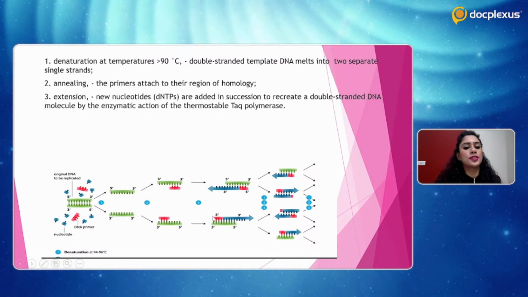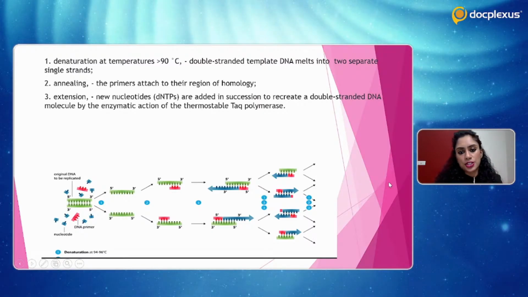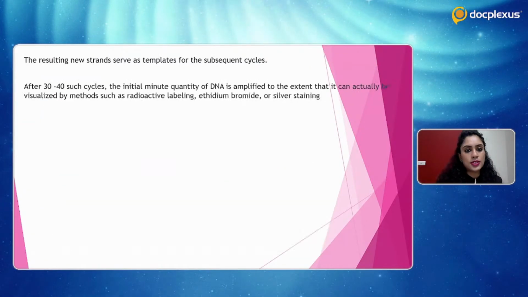Now there is the process of annealing. The primers attach to their region of homology. And then you make it grow, extend. New nucleotides are added in succession to recreate a double-stranded DNA molecule by the enzymatic action of the thermostable Taq polymerase. Now you're increasing the DNA material, amplifying it for detection. The resulting new strands serve as templates for the subsequent cycles.